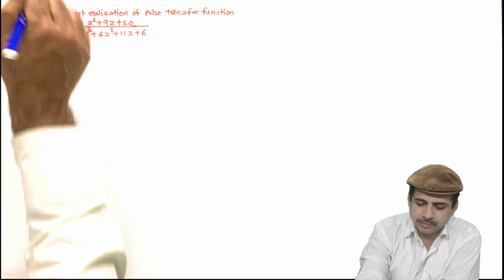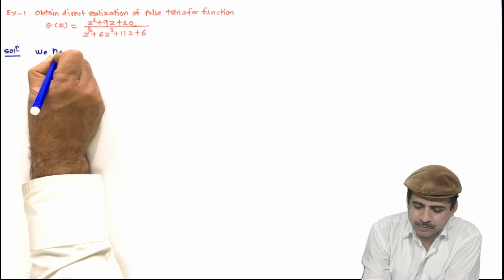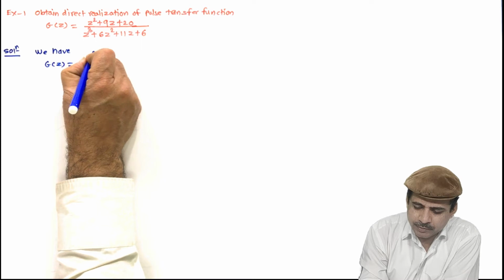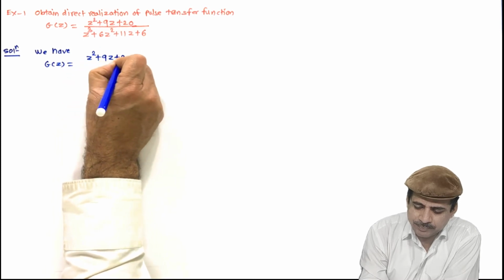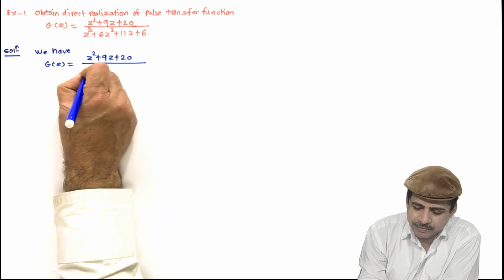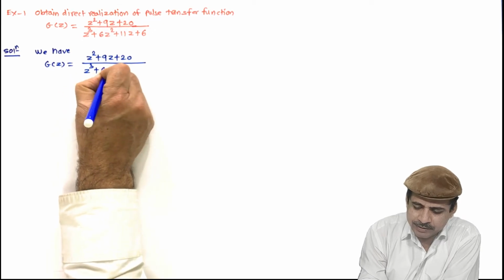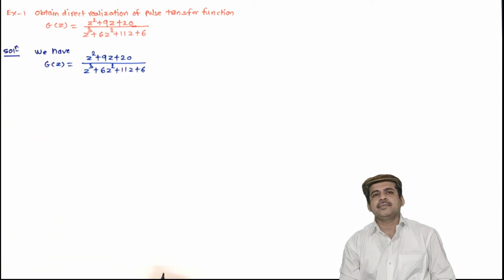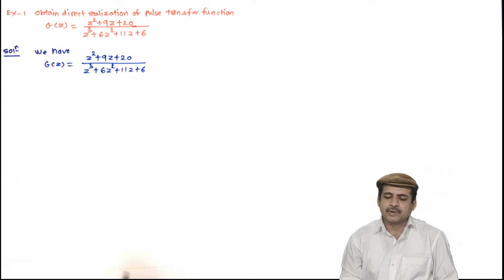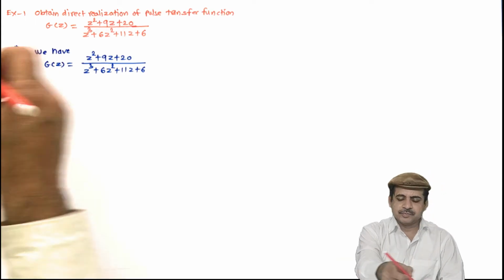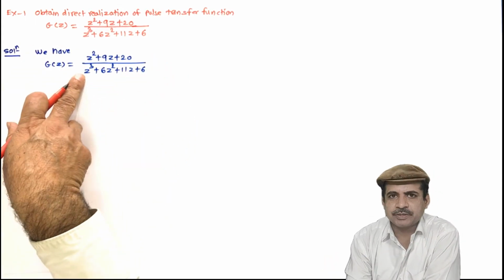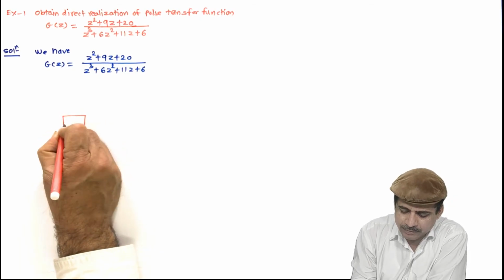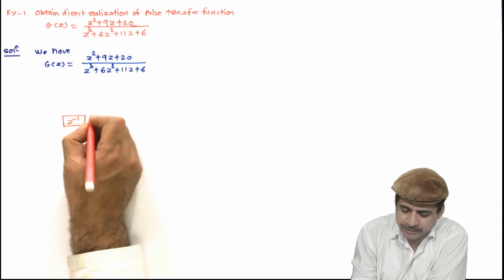Solution. We have g of z equal to z square plus 9z plus 20 upon z cube plus 6z square plus 11z plus 6. And now let us start realizing. So here the highest power of z is 3, and that means there will be 3 delay blocks.